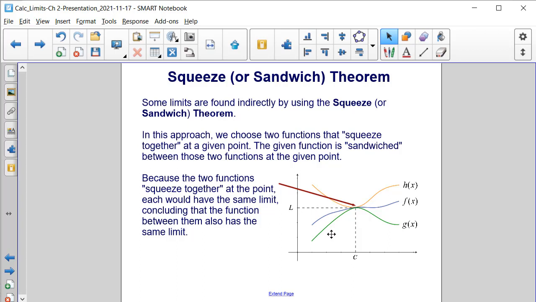Because the two functions squeeze together at the point, each would have the same limit, concluding that the function between them also has the same limit.